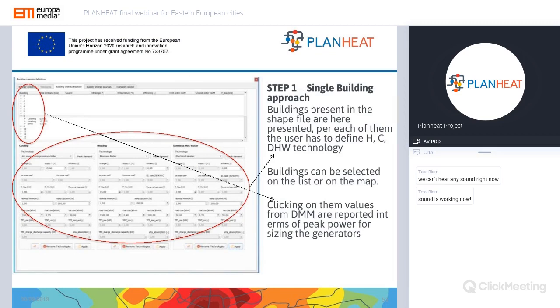In the single building approach, the buildings are presented, and the shape files per each of them, the user has to define heating, cooling, and domestic hot water technology. Buildings can be selected on the list or from the map, and clicking on the values from DMM that are imported in terms of peak power for sizing of the generators.